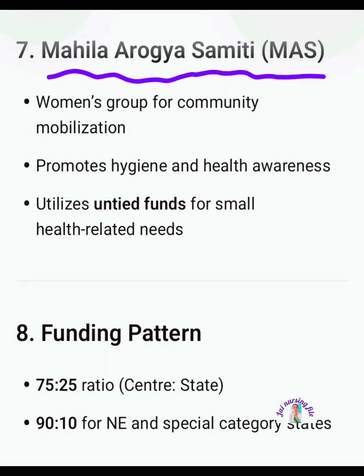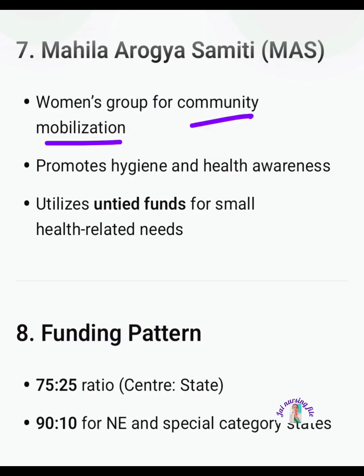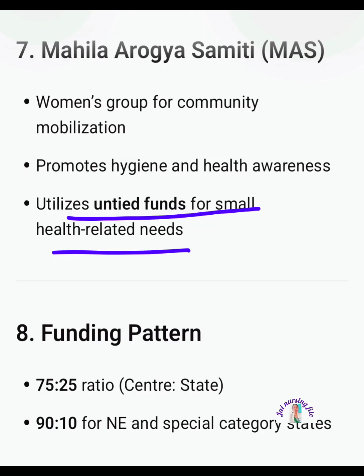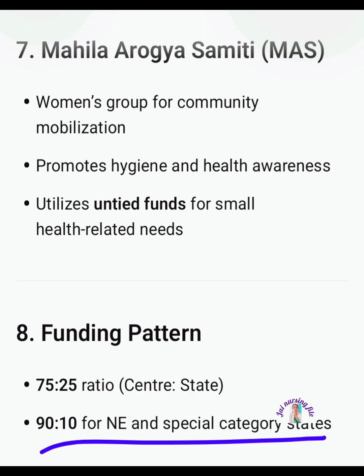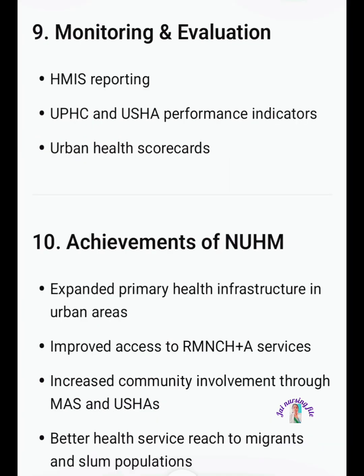So the women's groups for community mobilization promote hygiene and health awareness, and utilize untied funds for small health related needs. And eighth one, funding pattern. So how the center and the state are giving it, the ratio: 75:25, and 90:10 for northeastern and special category states. Monitoring and evaluation: HMIS reporting, UPHC and ASHA performance indicators, and then urban health scorecard.